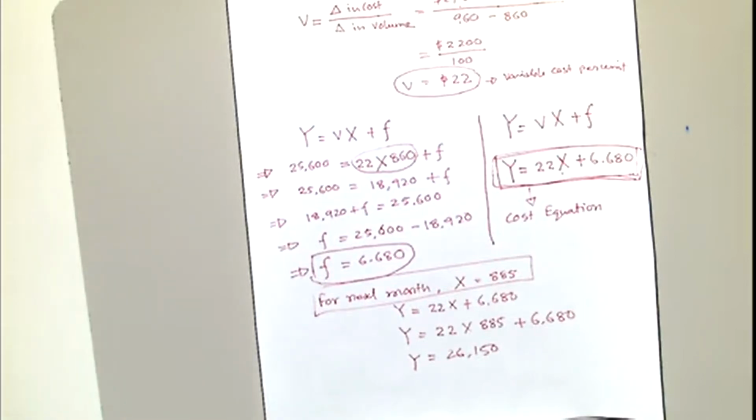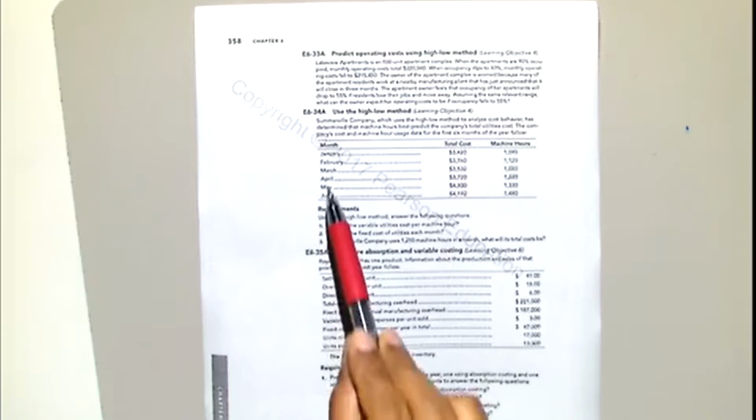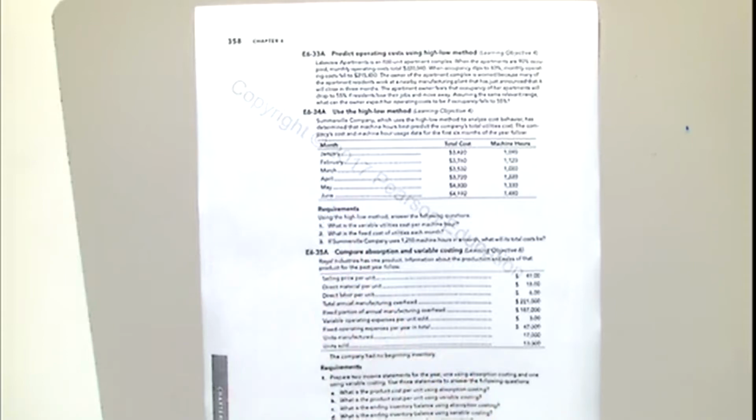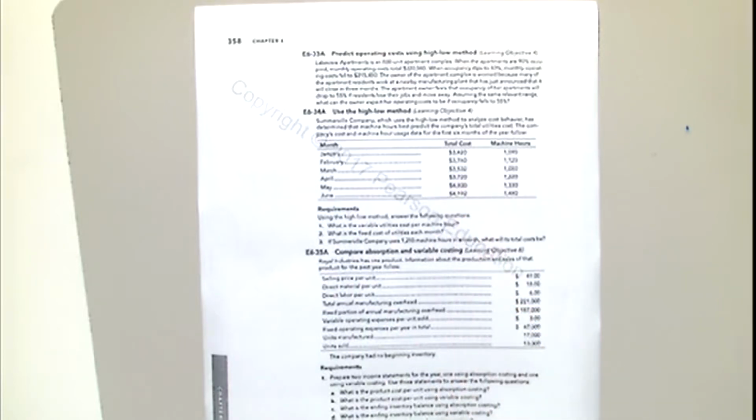Right, but here, you will see you have several months. You have several production points. In your previous problem, you just had 2 production points. But now you have 1, 2, 3, 4, 5, 6 production points. And for 6 different production points, you have different costs, different machine hours. That's totally fine. We will try to focus on our highest production and lowest production in terms of our volume.